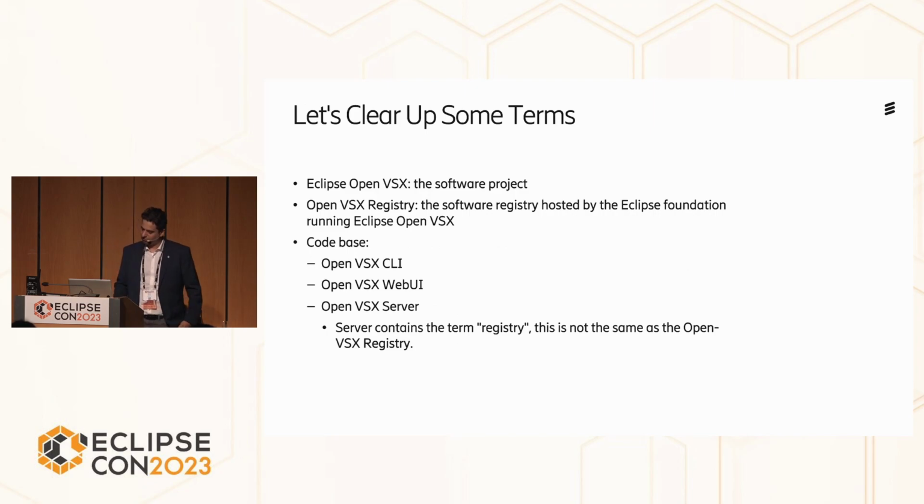So to recap, I'm going to clear up some basic terms. Eclipse Open VSX is the software project. It is the code of the server. The Open VSX Registry is the instance of that code running on Eclipse hardware, and it's being hosted by the Eclipse Foundation. Now, within the code base, there's the Open VSX CLI, the web UI, and the server.